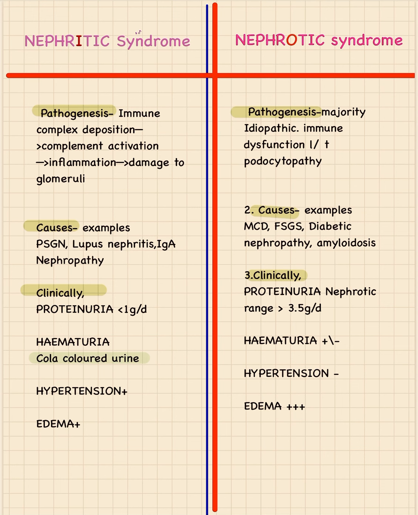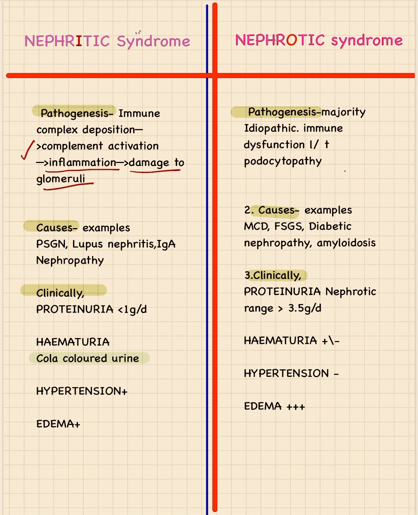So let's start. In terms of the pathogenesis, we know that nephritic syndrome is immune complex mediated, and there is immune complex deposition which causes complement activation, and because of that there is inflammation in the glomeruli. That inflammation causes damage to the glomeruli, and the glomerular filtration barrier becomes permeable to proteins and RBCs, while nephrotic syndrome is non-inflammatory.